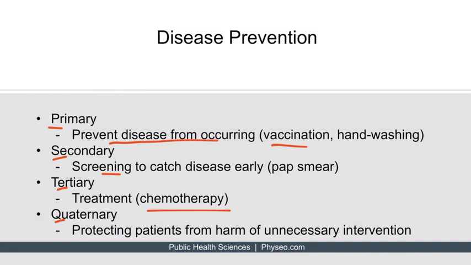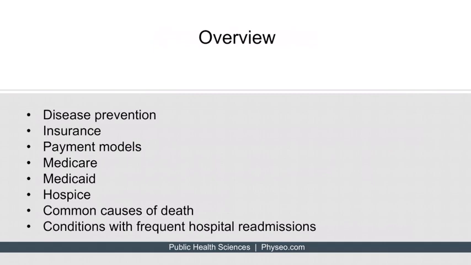Quaternary prevention is less important, but basically means protecting a patient from potential harm of unnecessary intervention. An example of this would be to not perform a CT scan on a young child because of the potential harm associated with the radiation. Okay, now that we've talked about disease prevention, let's move on to insurance.